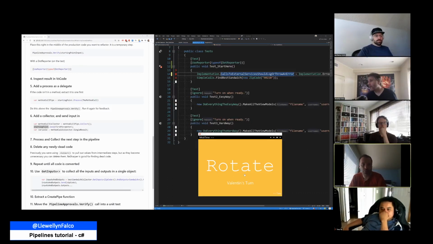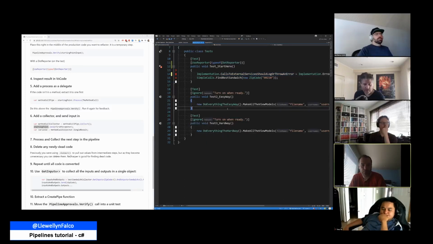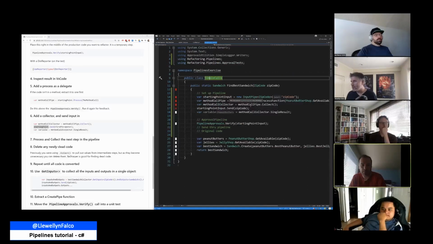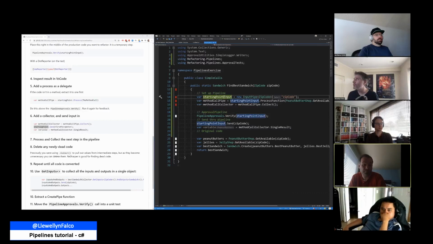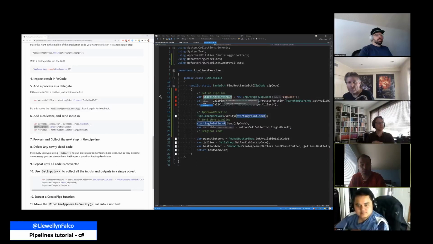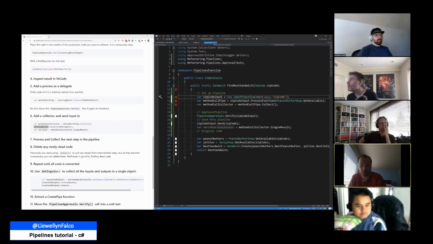So let's go back to the code. Okay, let's move that after the approval pipeline. Okay, now let's do the same thing. Let's rename the input pipe to zip code input, or what do you guys think would be a good name? Okay, let's put zip code input. And put a name there, like the method called pipe.